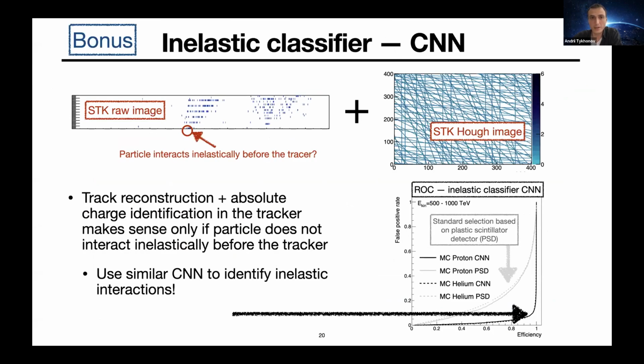One last thing that I didn't mention before, if we want to do an absolute charge measurement, we also need to make sure that the particle does not interact inelastically before the tracker. This is a typical type of selection that we do in our experiment, and normally we do it using the plastic scintillator detector. So there we look at the charge difference in different plastic scintillator levels to ensure the consistency of charge, and that tells you if the particle interacted inelastically or not. However, this conventional method does not do a good job at high energy.